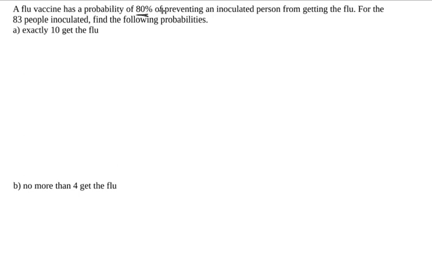Alright, so we have 83 people that are inoculated. We're trying to find the probability that exactly 10 get the flu. So there are 83 different people that are inoculated. It seems like we're counting the number of people that are getting the flu here, so that's how I'm going to define a success.